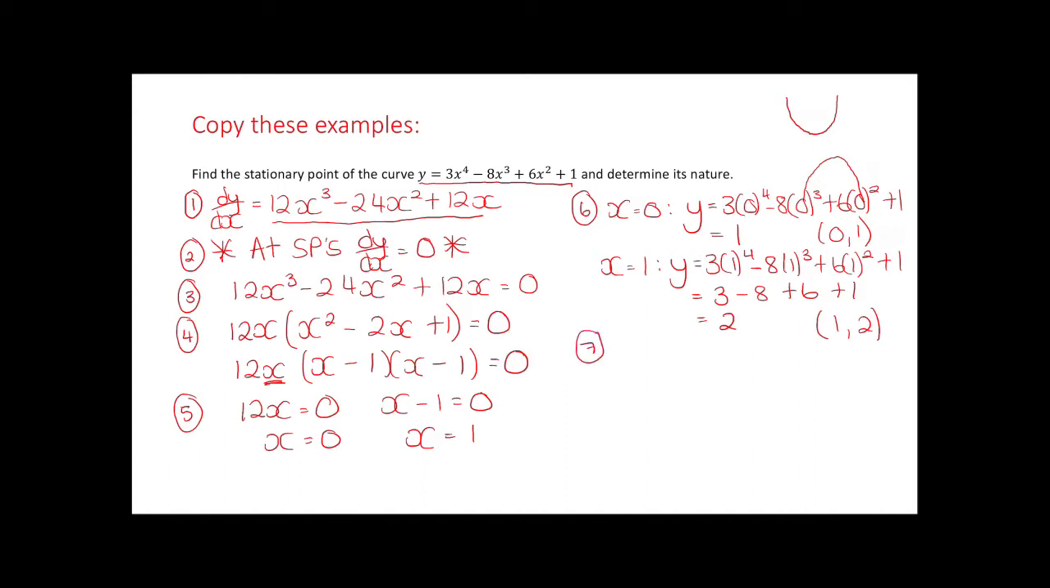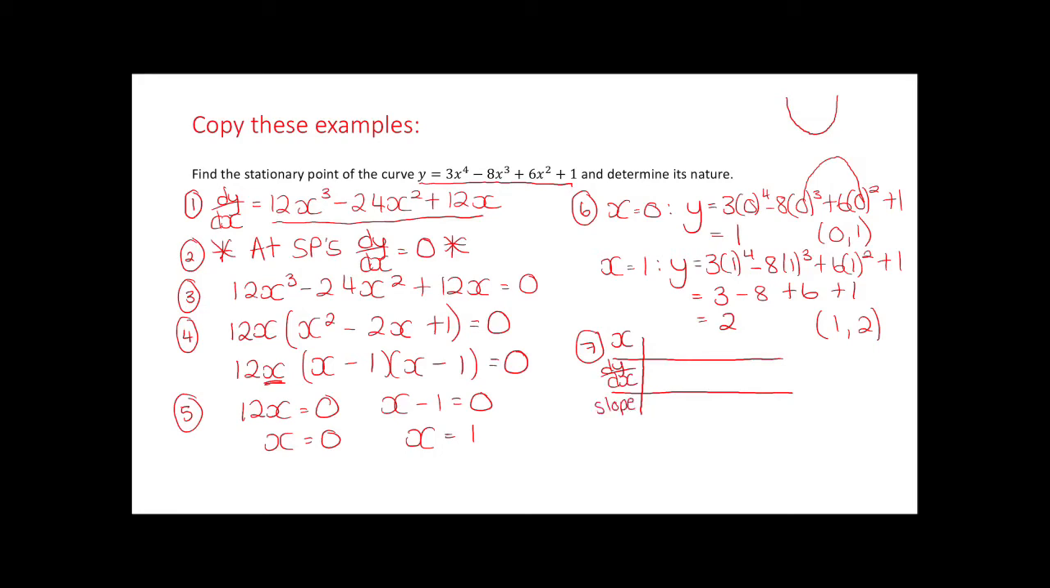So part 7, we now know where our stationary points are. However, we need to know the nature of them. So for our nature, we do what we call a nature table. Your nature table is split up into 3 rows. You've got your x row, you've got your dy by dx row, and you've got your slope row.